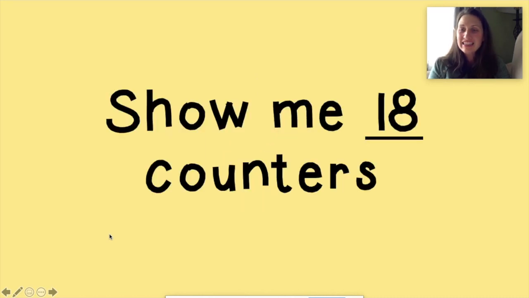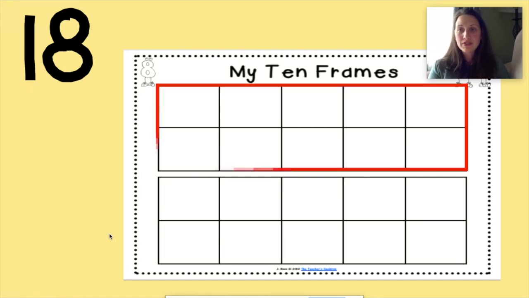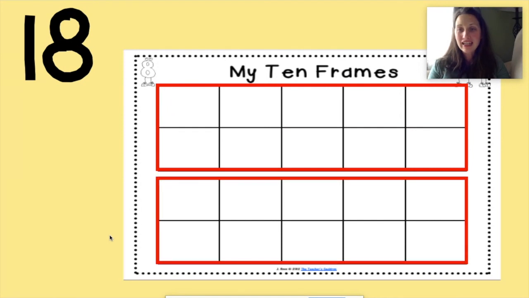Okay, let's take a look and see what 18 counters looks like. In order to show you the 18 counters, I'm going to use 2 tens frames. Here's my first tens frame and my second tens frame. Now, let's put the counters in and make 18 counters.